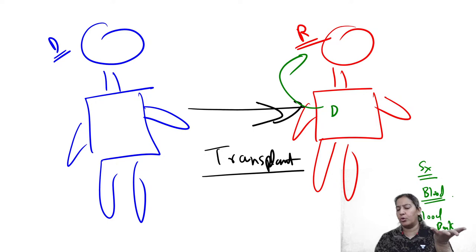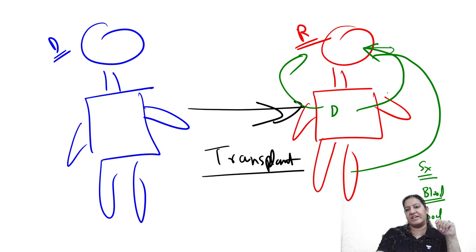Aur dusra example, the person is having burns over the face, right? So what we will do is a skin transplant. We will take the skin from the thigh or the chest and transplant it on the face. So the same person is the donor and the recipient. What is such a transplant known as? That is the best transplant. Rejection never occurs. Yahan pe donor and recipient are the same. That's why there is no chance of any rejection. This transplant is known as auto transplant. Auto transplant is the best transplant.